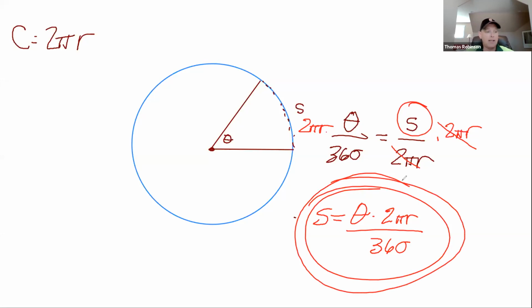And so now you can calculate the length of any arc based on only knowing the central angle, and of course, knowing what the radius of the circle is, so you can find the circumference. Okay? All right, let's move on to something else.